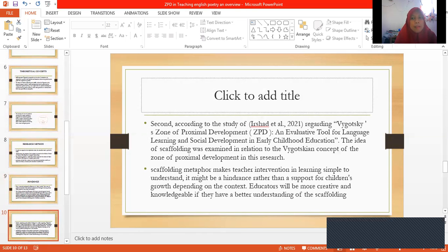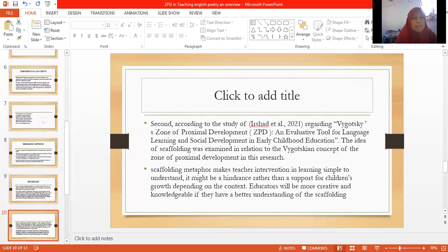Second, according to the study of Bishop 2021, Vygotsky's zone of proximal development, an evaluated tool for language learning and social development in early childhood education. The idea of this research is about scaffolding. Scaffolding was examined in relation to the Vygotskian concept of the zone of proximal development. Scaffolding makes teacher intervention in learning simple to understand. It might be a hindrance rather than a support of children's growth depending on the context. Teachers will be more creative and knowledgeable if they have a better understanding of scaffolding.